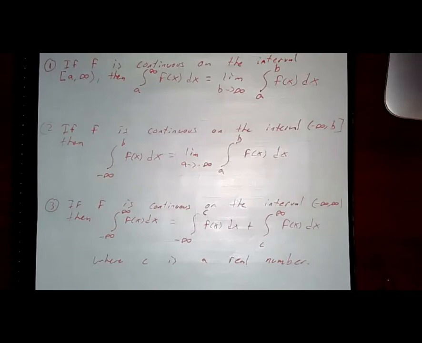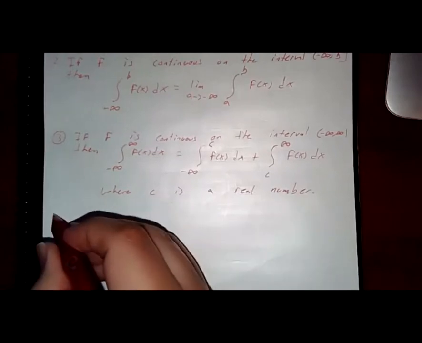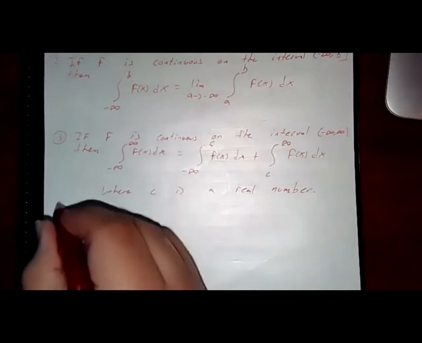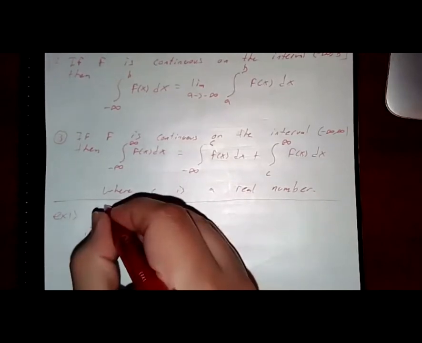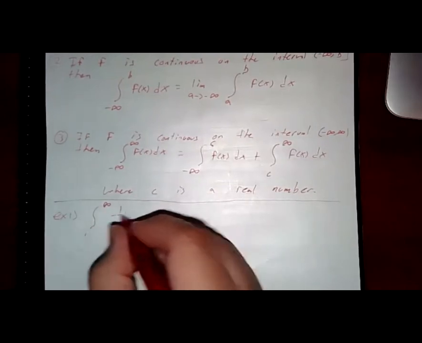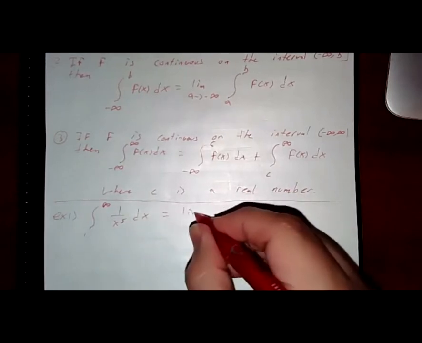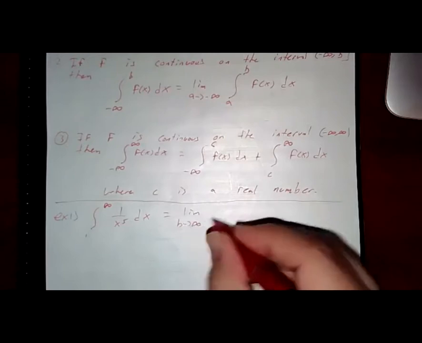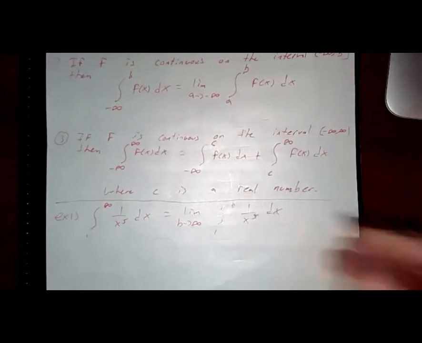Okay. Let's do a few examples. Chapter 8.8 is pretty chill, I think. Basically, it can be any integral that you've seen already, something basic like this. Example 1: the integral from 1 to infinity of 1 over x to the 5th dx. You have to rewrite this as the limit as b approaches infinity of the integral from 1 to b of 1 over x to the 5th dx.